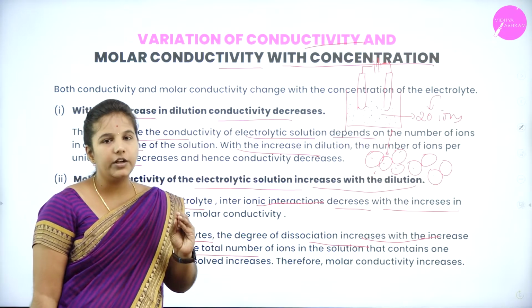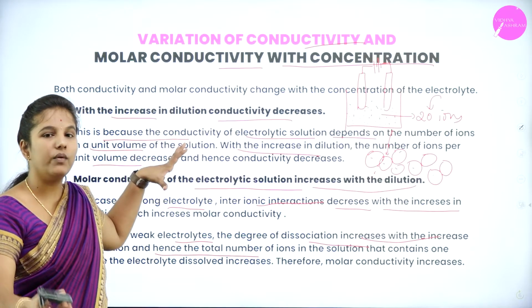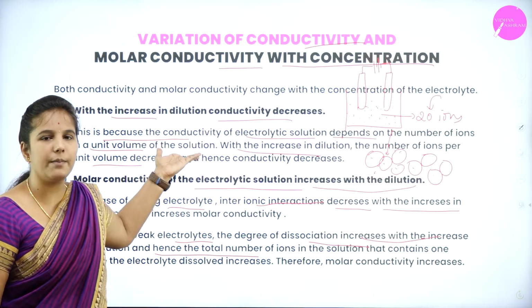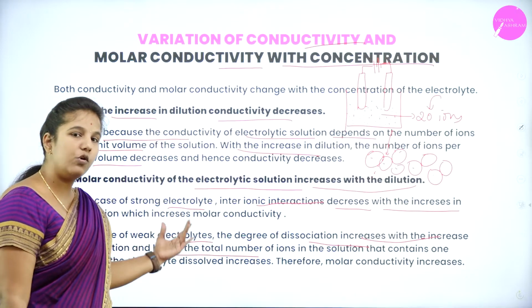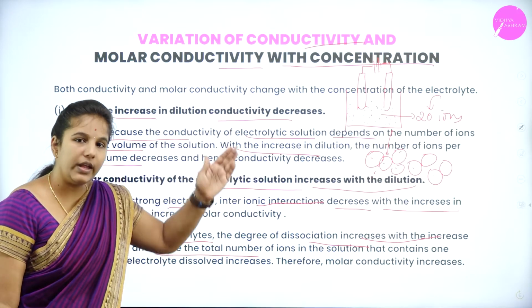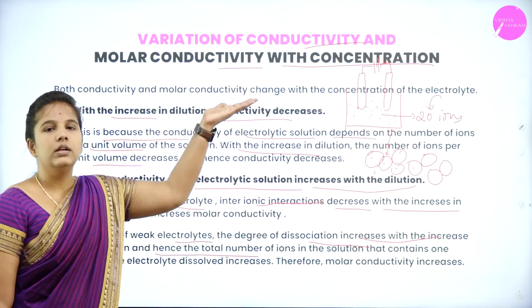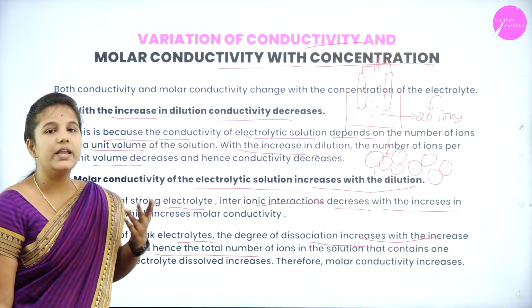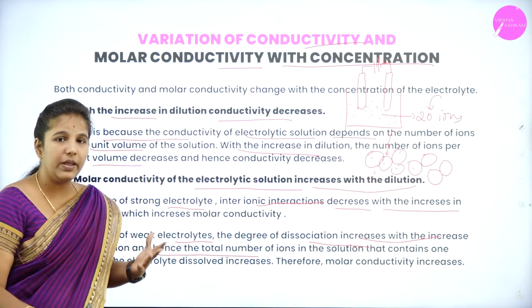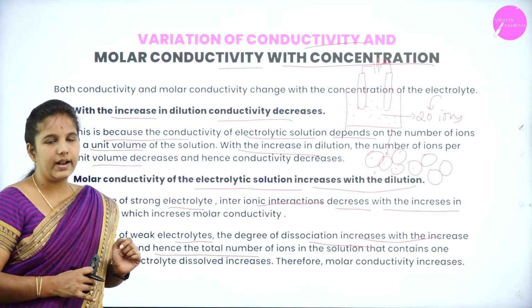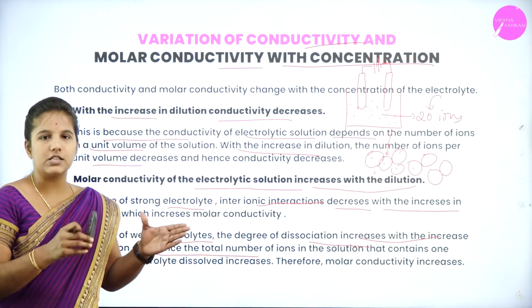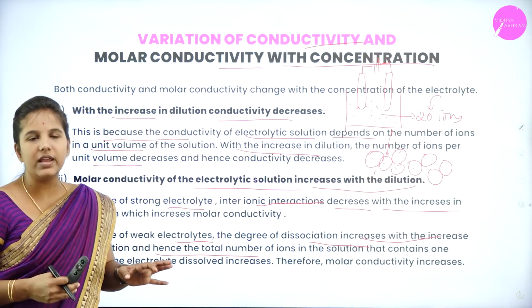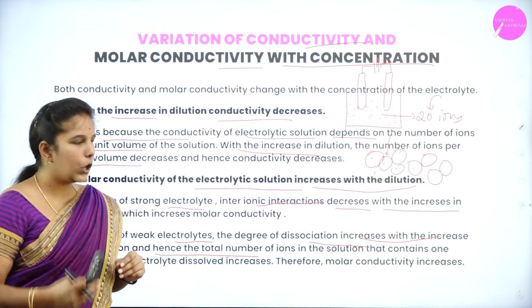Remember, when we talk about the conductivity, when you increase the dilution, what will happen? Conductivity will reduce. But when we talk about the molar conductivity, if you increase the dilution, then it will increase. Why does it increase? Because when we talk about molar conductivity, we use two different kinds of electrolyte: one is a strong electrolyte and the other is a weak electrolyte. What happens in the strong electrolyte?